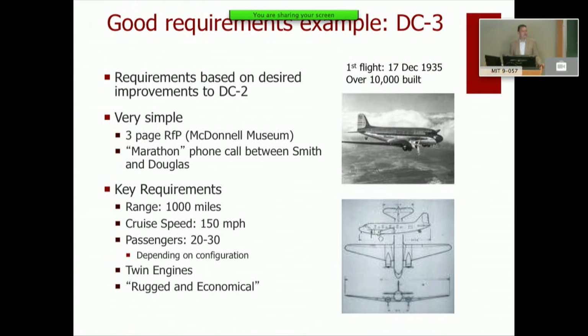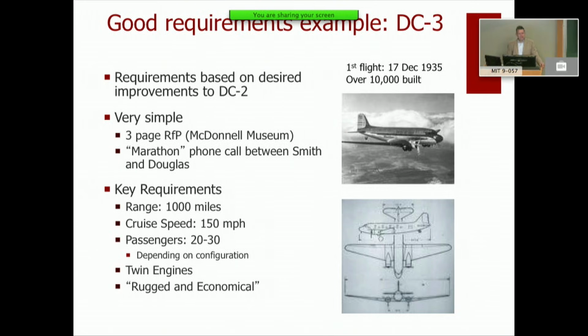Here's a good example for requirements. This is a little bit older. This is the DC-3. This is an old airplane. First flight in December 1935. This was really an airplane that kick-started civil aviation as a commercial service. And so, first of all, the DC-3 was based on an earlier evolution of the DC-2.